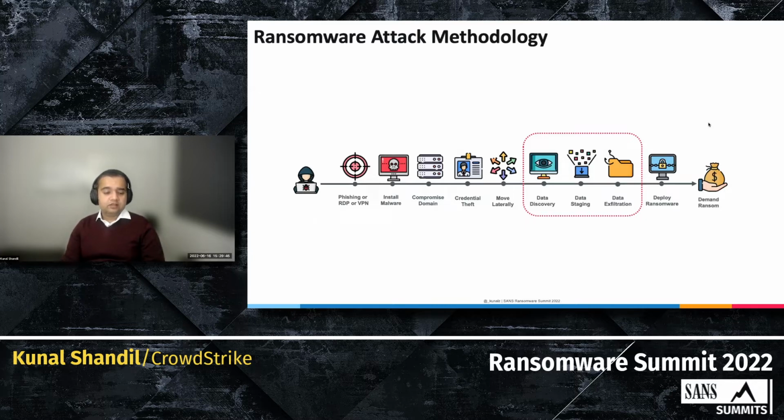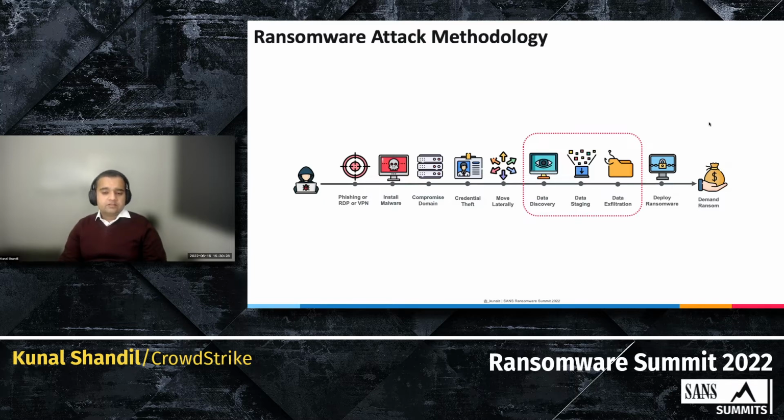Once they have gained the initial access, the threat actor might install some sort of malware to create persistence in the environment. Once they have persistence, the threat actor will move next to compromise the domain credentials so that they can get hold of privileged credentials. Once they have privileged credentials, they can move laterally to understand more about the environment. In the next phase, the threat actor will exfiltrate the data before deploying the ransomware in the environment.